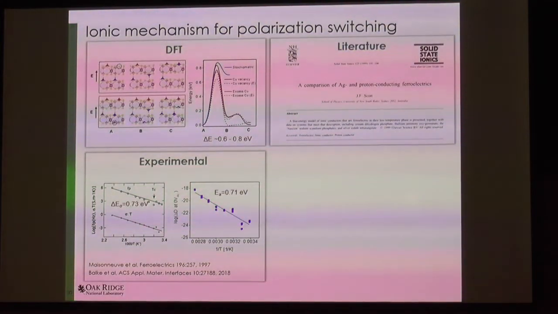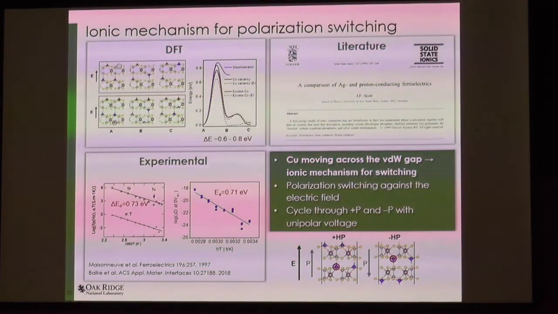As a consequence of moving copper across the van der Waals gap, we have an ionic switching mechanism that is very different from the ferroelectric dipole alignment. That allows us to do something that a pure ferroelectric would never allow, which is that we can switch the polarization against the electric field. This also means that we can apply a unipolar voltage pulse and cycle through positive and negative polarization states.